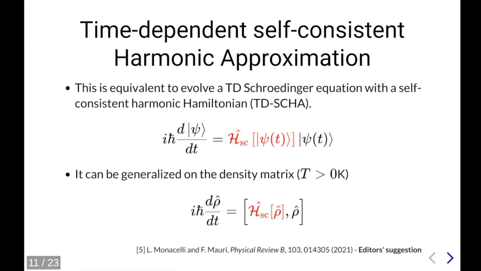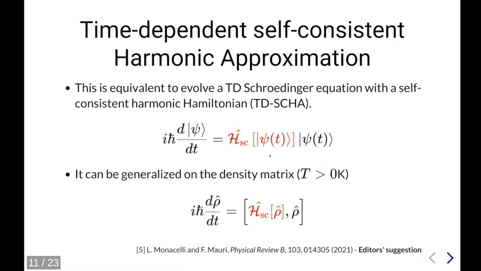And if we do this, we obtain a self-consistent time-dependent Schrödinger equation for the nuclei, which, as I told you, recalls a lot the time-dependent density functional theory, with a difference that now this Hamiltonian that propagates the quantum nuclear wave packet is self-consistent, and it is harmonic. That gives the name to self-consistent harmonic approximation.